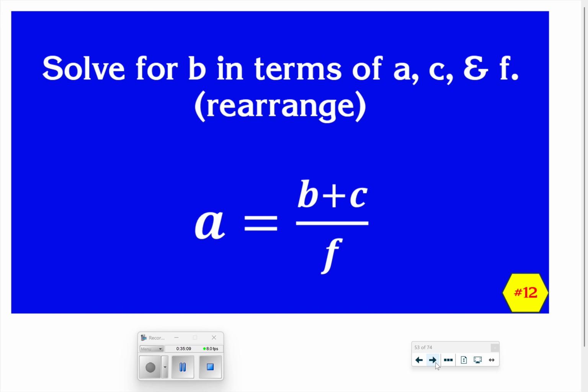All right, solve for B in terms of A, C, and F. What we want to do is isolate this B so that instead of having A equal, you're going to have B equal everything else. See if you can solve that.